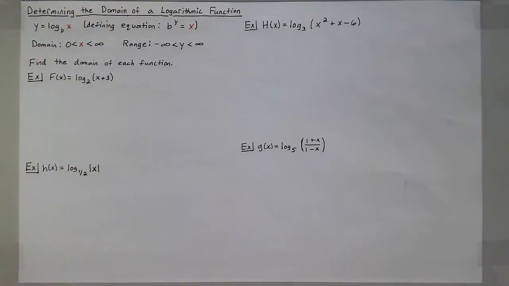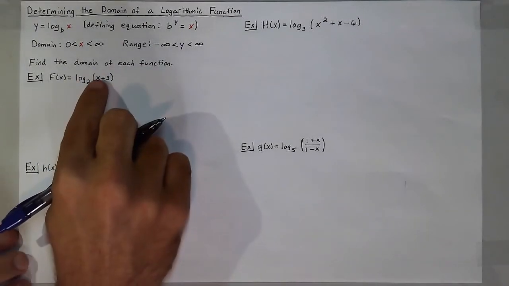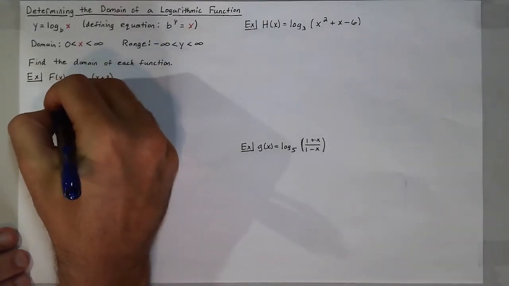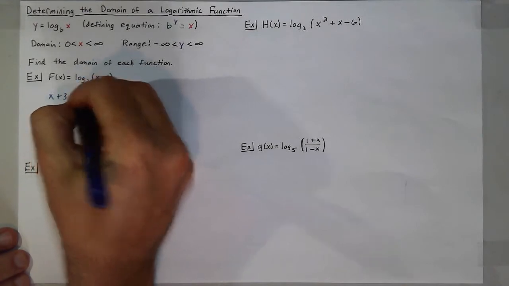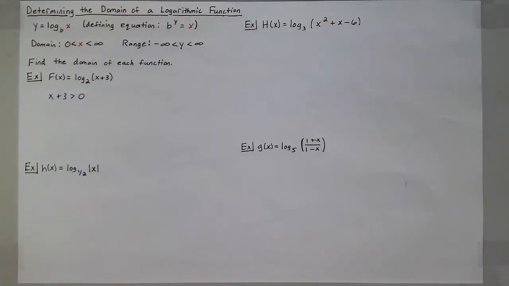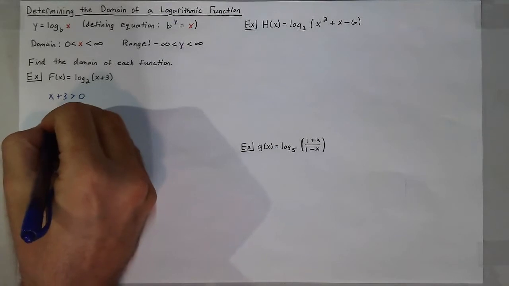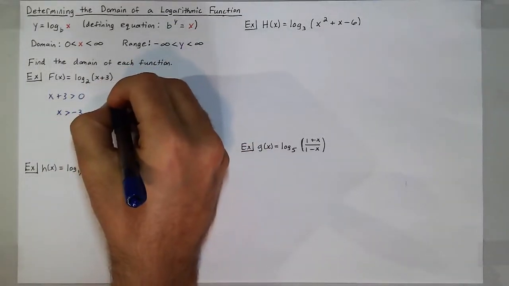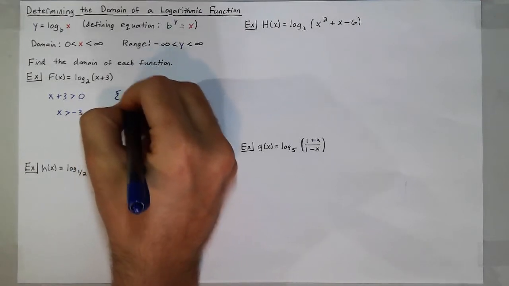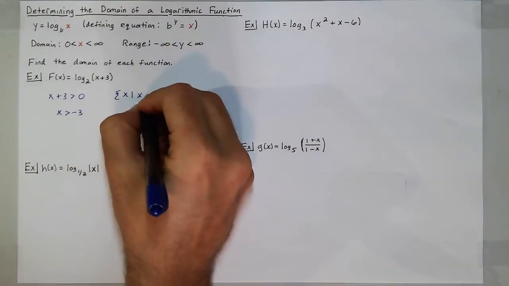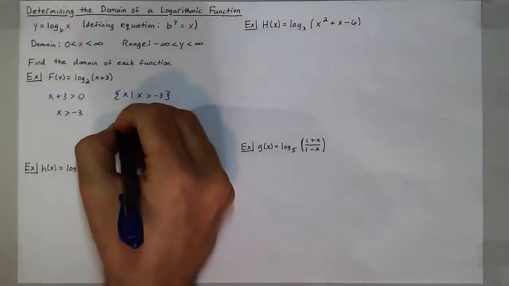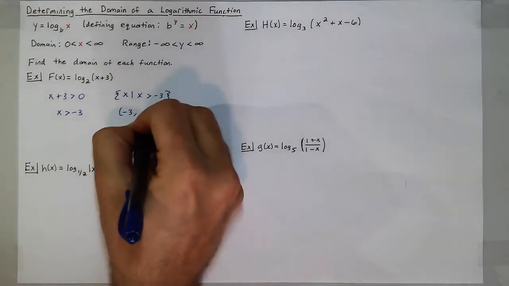than 0. So to determine the domain of a logarithmic function, we essentially just take what the inside part of the logarithm is and have it be greater than 0, and then we solve that inequality. Now, solving this inequality, we just have to subtract 3, so we get x is greater than negative 3. So the domain of our function would be all numbers x such that x is greater than negative 3. Or if you want to use interval notation, that would be negative 3 to infinity.